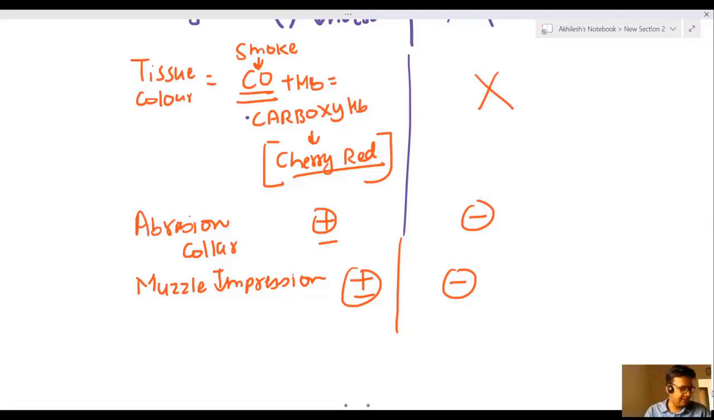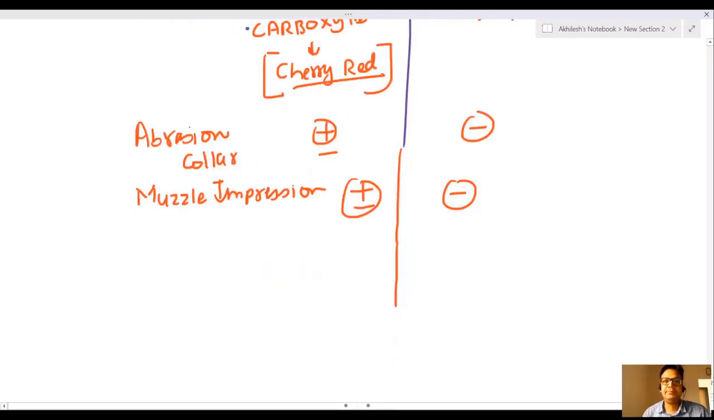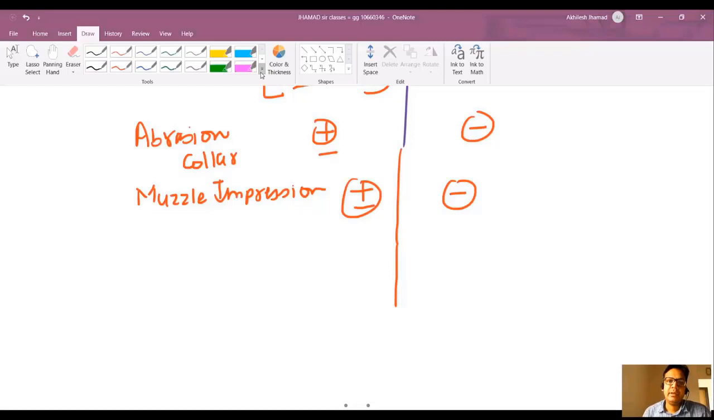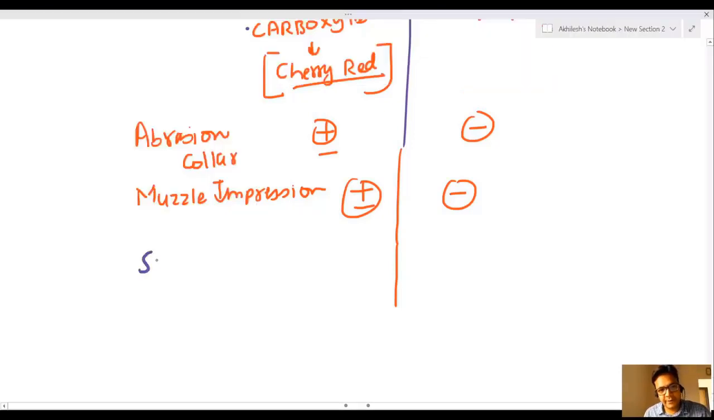Muzzle impression, that can be present. Very, very important. Now, sir, if it is a shotgun, the entry wound has three types of shape.